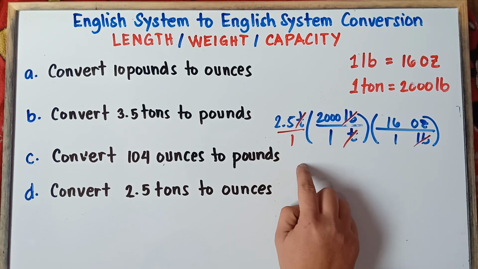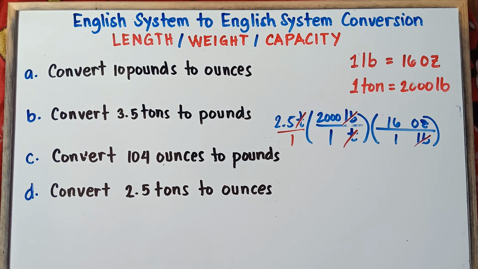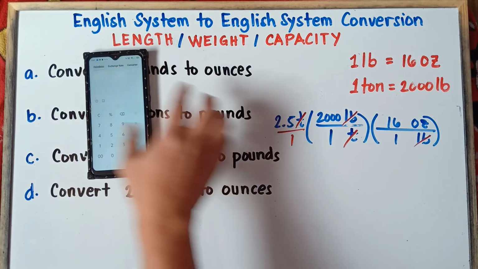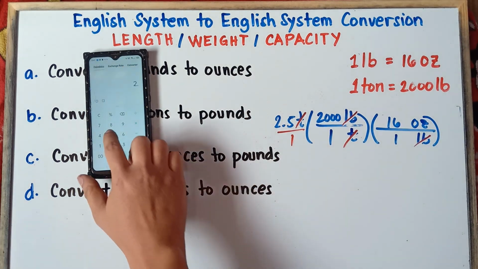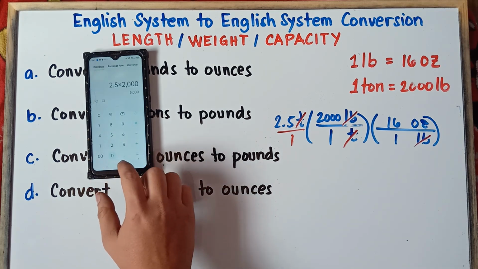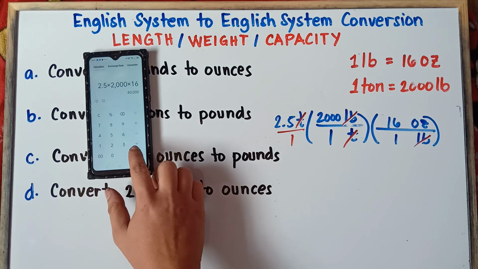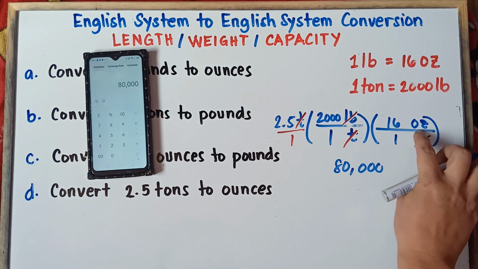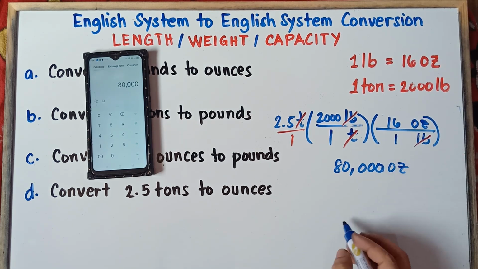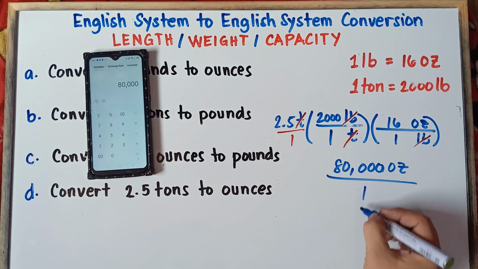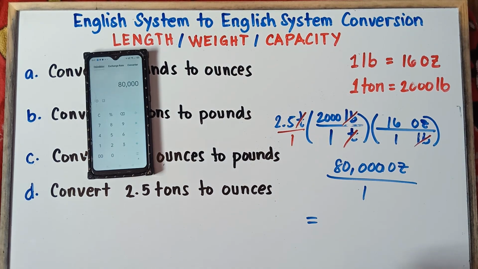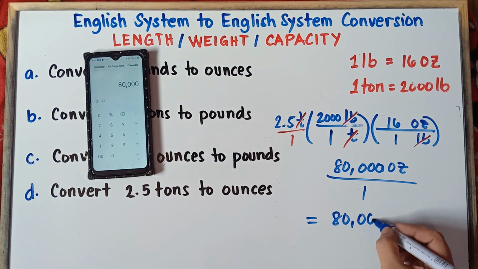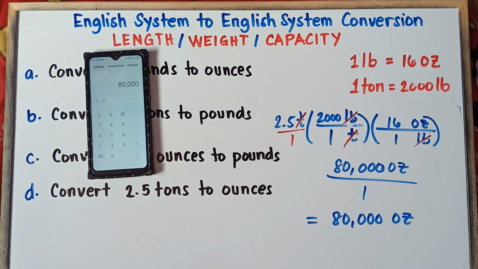That's okay. That's the same, class. 2.5 over 1 is just the same with 2.5. So it's okay, class, to put over 1. And then simply multiply the numerators. So 2.5 times 2,000 times 16. So the answer is 80,000. Alright. Ounces. Do not forget the units, ounces. Over 1 times 1 times 1, that is 1. So 80,000 divided by 1, the answer is 80,000 ounces. That's it, class. All set for letter D.